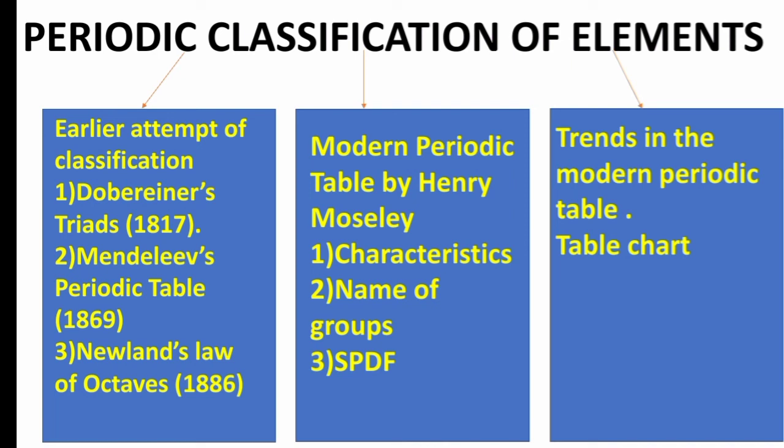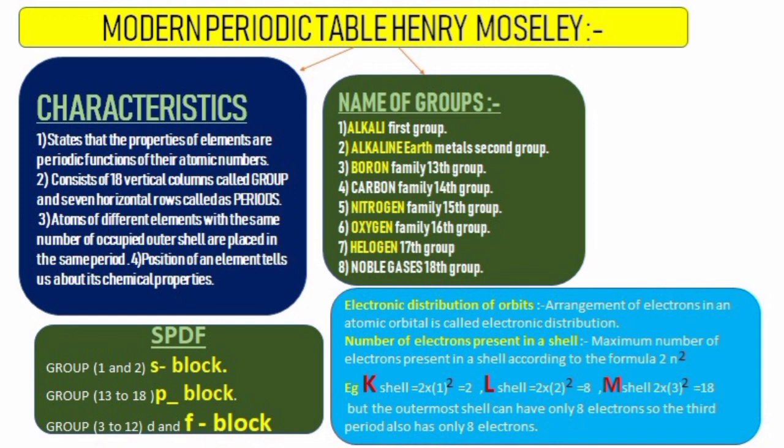Then next is L shell. 2 into, here n is 2. So 2 into 2 raised to 2 will be equal to 8. Hence, the second period will have 8 elements. In this way, the third, fourth, fifth, sixth and seventh periods have 8, 18, 18, 32 and 32 elements respectively. The position of an element in a periodic table tells us about the chemical reactivity. As you have learned, the valency electrons determine the kind and the number of bonds formed by an element.